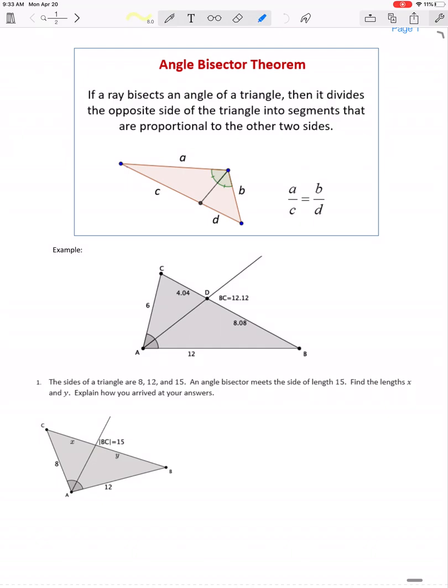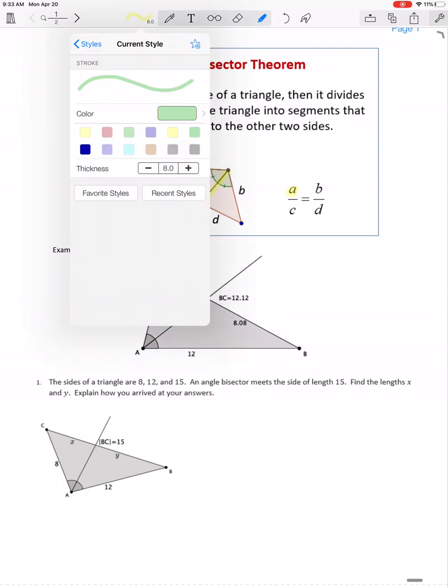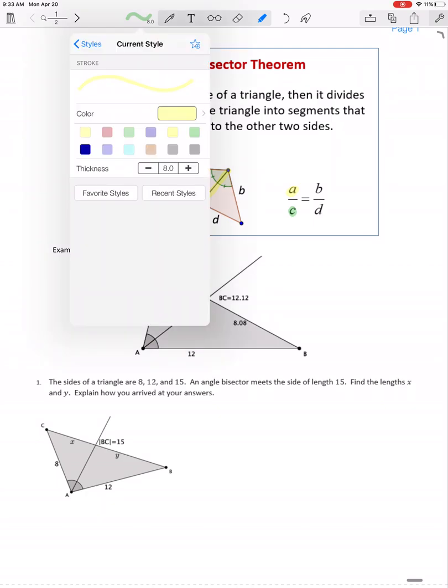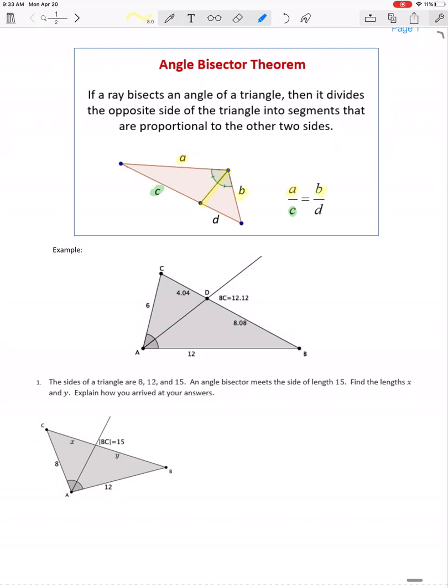So if we take a look here, here is my angle bisector. So what that does is it makes the opposite sides of the triangle proportional to each other. So we have A over C, and we have B over D.